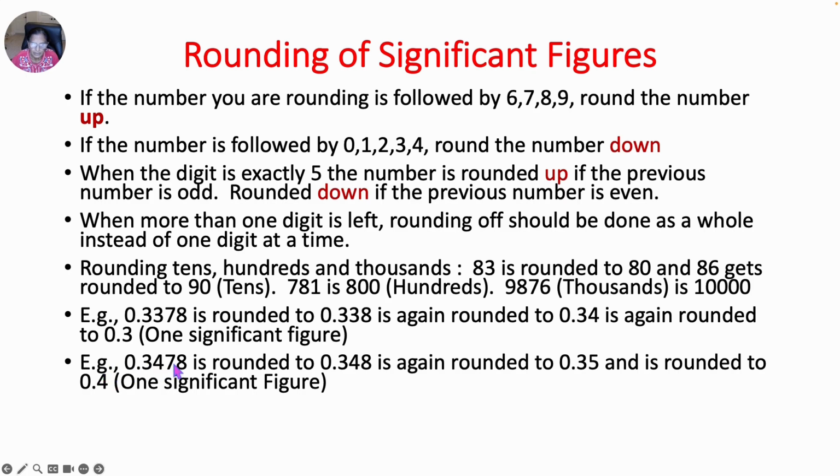Another example, 0.3478. The last digit is 8, so the previous digit goes up by 1, 0.348. Then if you want to round it further by another digit, 8 is greater than 5, so it becomes 0.35. And this is rounded to 0.4 because 5 is exactly 5 and the previous number is odd, therefore the previous number goes up by 1. This is one significant figure.